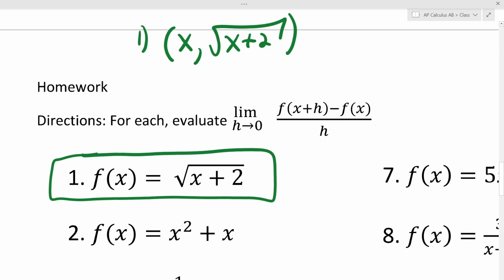If I said find the slope at like 6, then you could put a 6 in there if you wanted to and use that as your point. We're finding a formula for the slope anywhere. My other point, again, we're going to choose our x value to be a little bigger than x: x plus h.